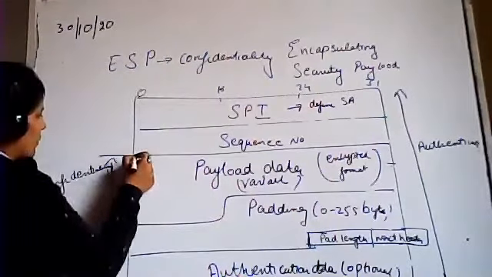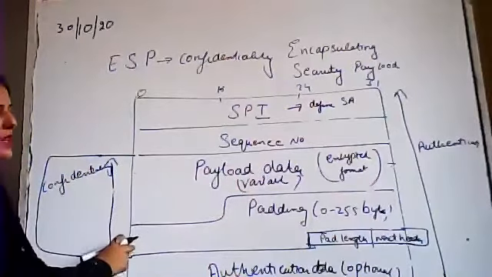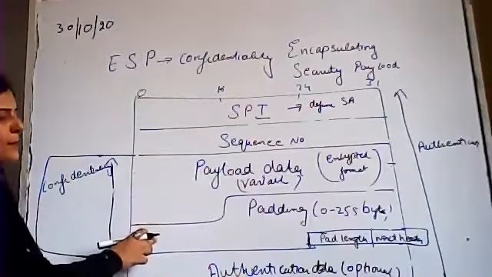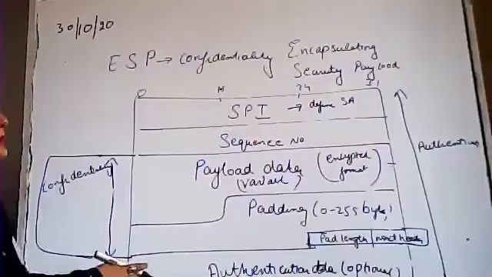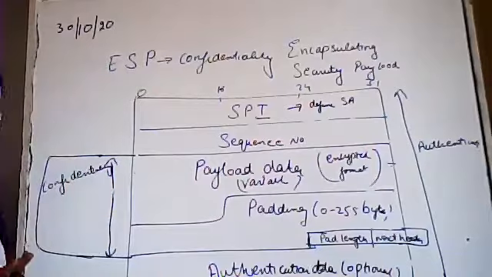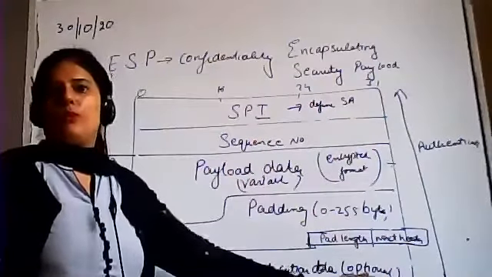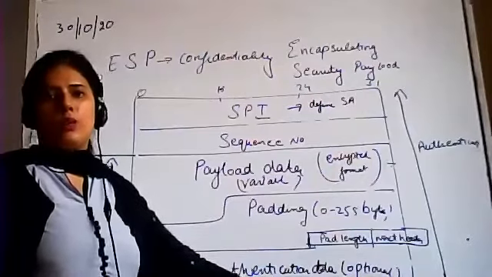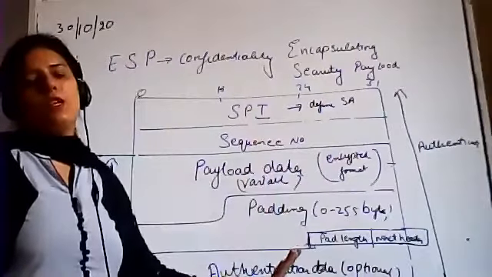Now you just see, the confidentiality part is due to these two parameters: one is your payload data, second is the padding data. Now what I said in the starting part is that you can implement this ESP with authentication and also without authentication. This authentication data is optional. If you are not including this authentication data, then you are just providing the confidentiality of data.